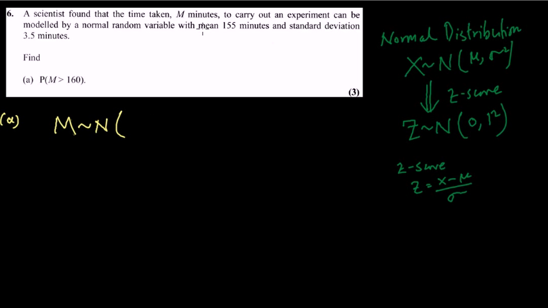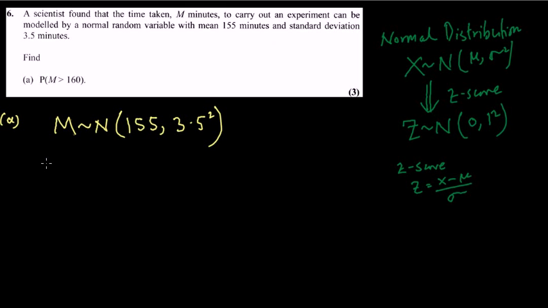Normally distributed to carry out an experiment can be modeled by a normal random variable with mean 155 minutes. So the mean is 155 minutes. And the standard deviation, remember the sigma standard deviation is 3.5, but we have to put here sigma squared. This would be 3.5 whole squared. Sometimes they give standard deviation in the question, sometimes they give variance directly. In that case we can write that, but here it has to be sigma squared.